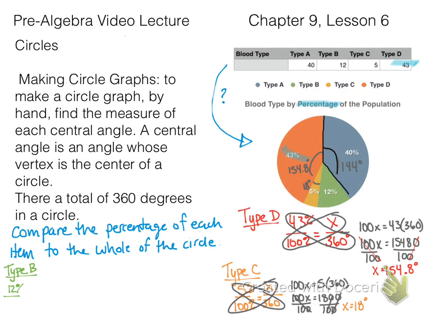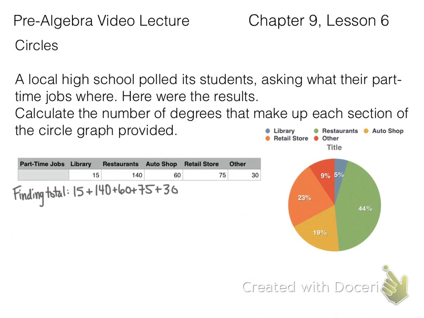And I'm also going to do type C and figure out that type C is represented by 18 degrees, and then type B is represented by 43.2 degrees. So if you were to add up all of these degrees, you should get 360. And I want you to go ahead and do that right this second. So pause the video, add up all of these degrees right here, this one, this one, this one, and this one, and you should get 360. All right, because all of those degrees represent a proportion or a percentage out of 100%, but the 100% is really 360.